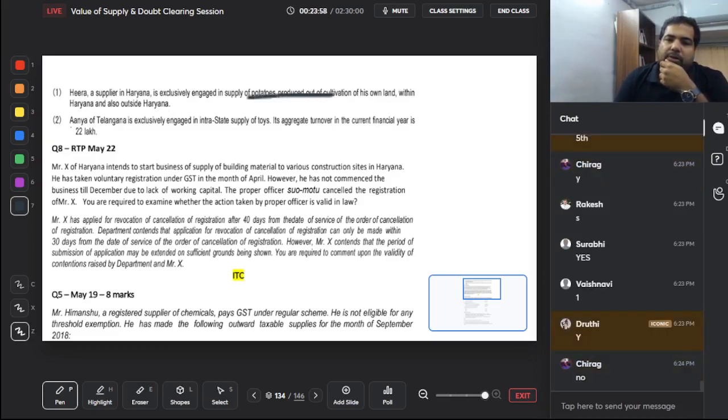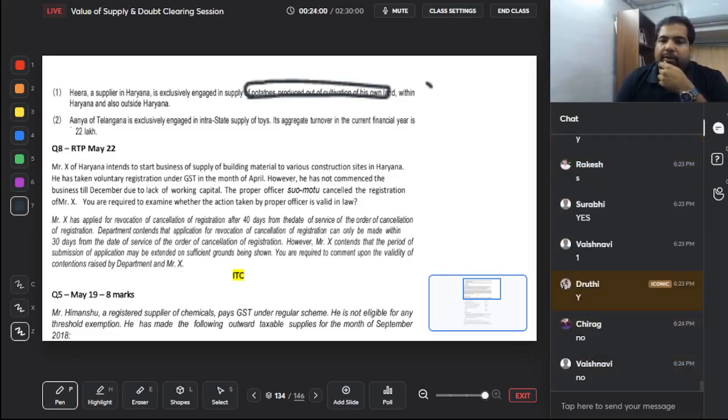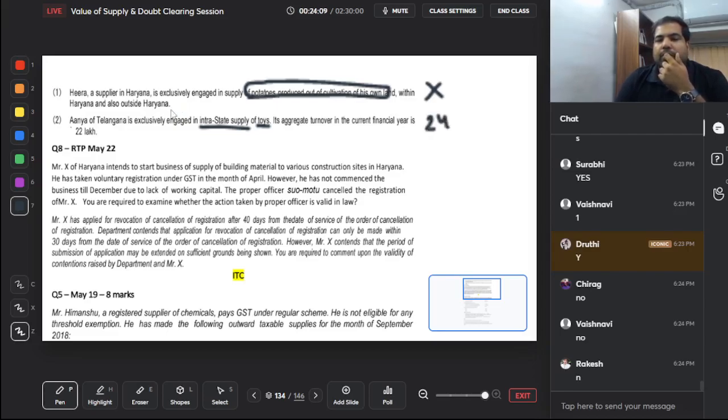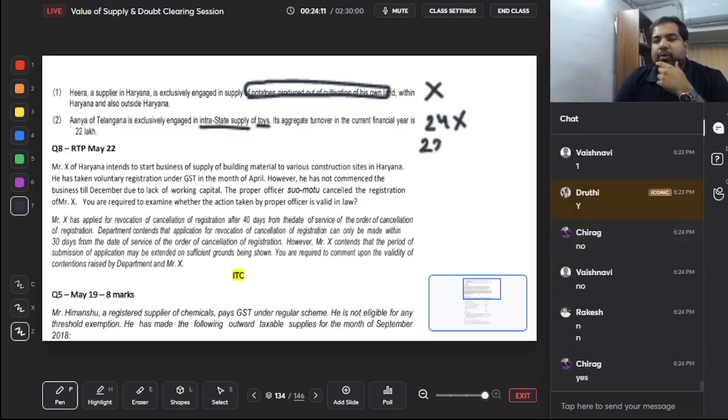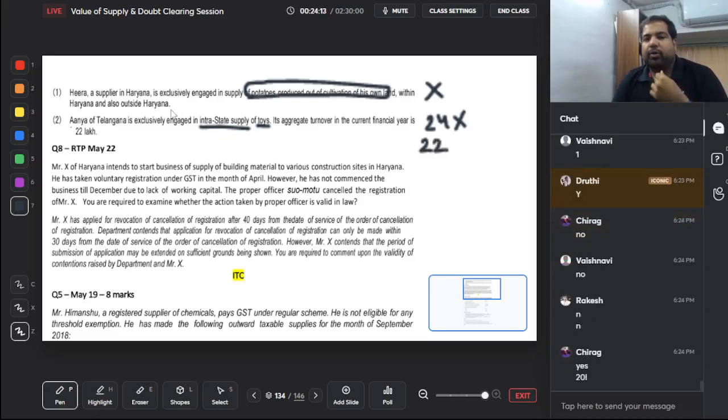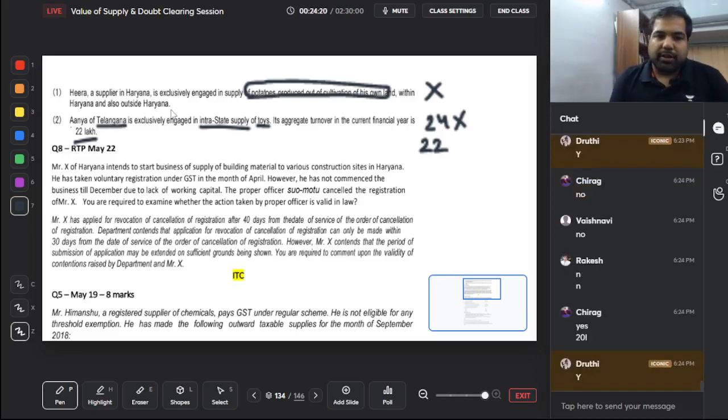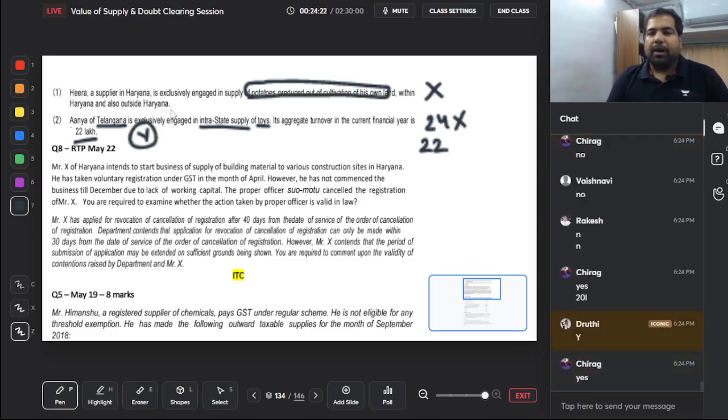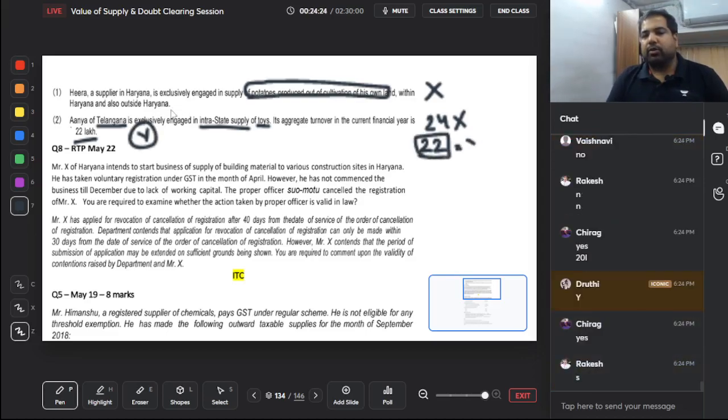Supply of potatoes, not required to register. Supply of toys intrastate, do they have to register under 24? No. But let's check for 22 also. What is their turnover? 22 lakhs. Are they in PIGS? No, they are Telangana, so cannot be PIGS. So what is the limit? 20 lakh. And have they crossed it? Yes, so they have to register. Under the 22nd section they have to register. Under 24 they don't have to register. Okay.